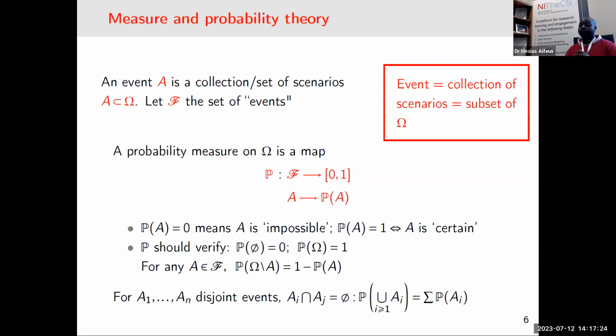And if we have disjoint sets, meaning the intersection of A_i and A_j, where i and j are not the same, is equal to an empty set, then the probability of the union is the same as the sum of the probabilities of the individual sets. So these are just some basic properties of the probability measure.